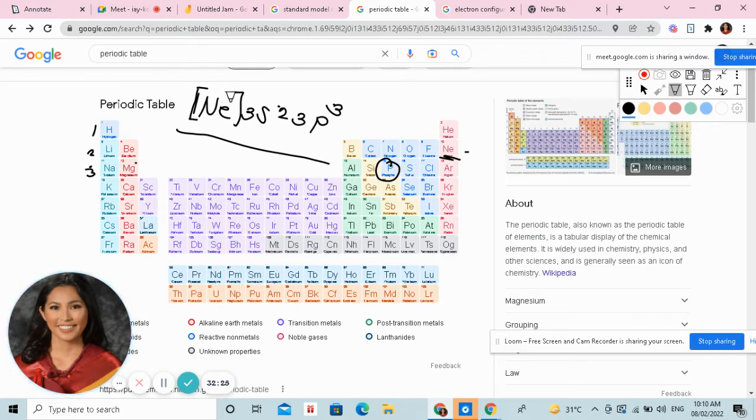What about the condensed configuration of iodine? Iodine. The nearest noble gas is xenon. Okay, you put that into brackets. And then what's next? Which period is it? We have period 6. So we have 6s2, and then what about the next after 6s2?